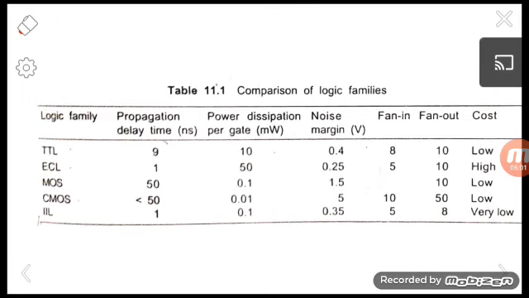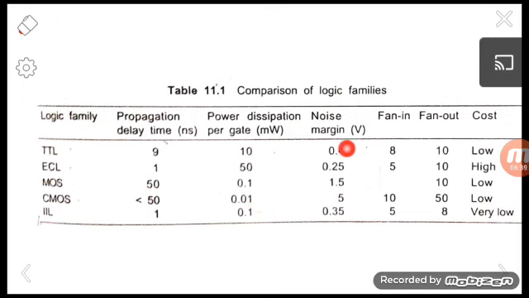As a simple comparison of the different logic families, we have a table here. Among these we have to learn TTL and CMOS. The propagation delay time is given in nanoseconds. For the TTL family the propagation delay is 9 nanoseconds, but for CMOS it is less than 50 nanoseconds, a little higher than TTL. The power dissipation is 10 milliwatts for a normal TTL gate, but it is very low, 0.01 milliwatt, for the CMOS family.